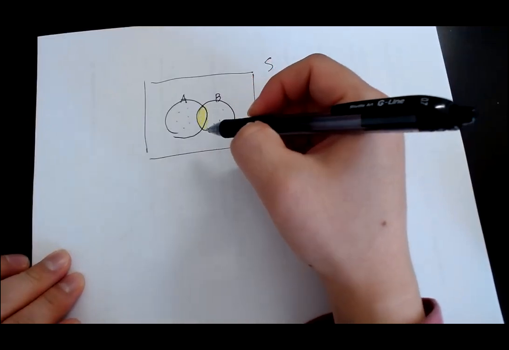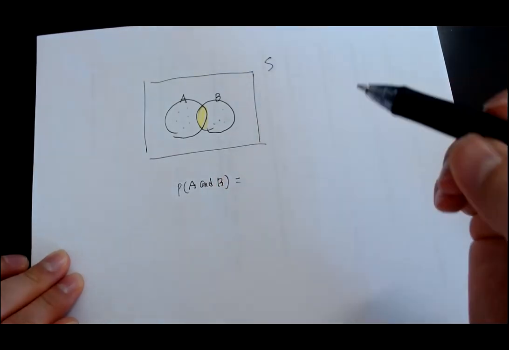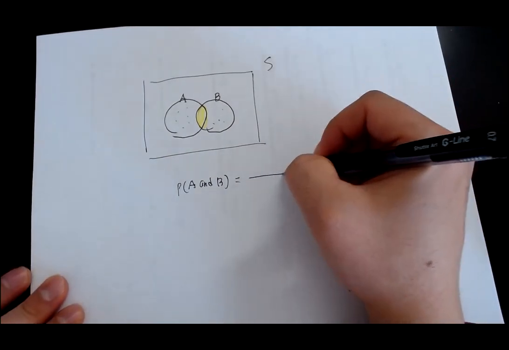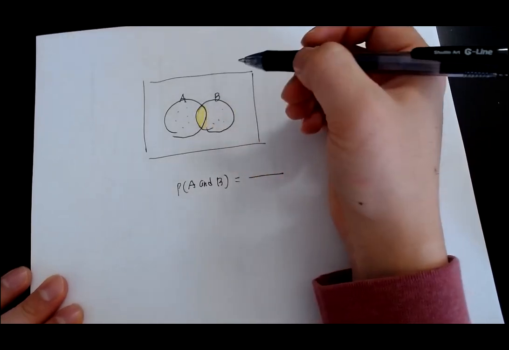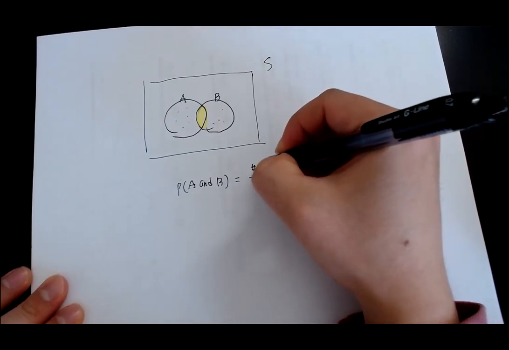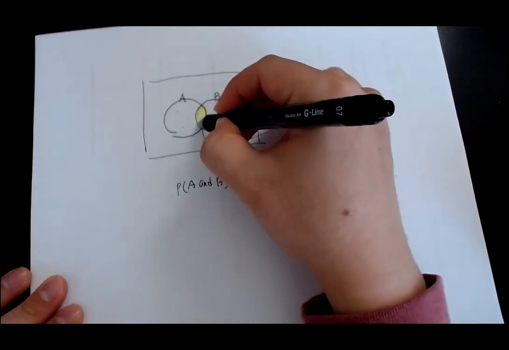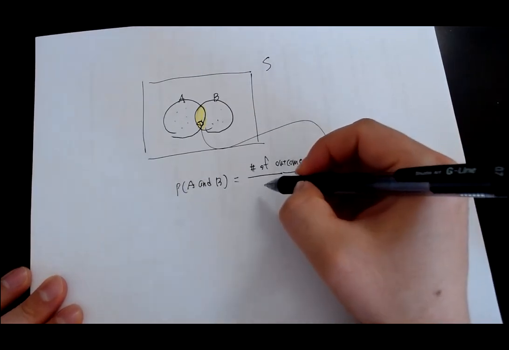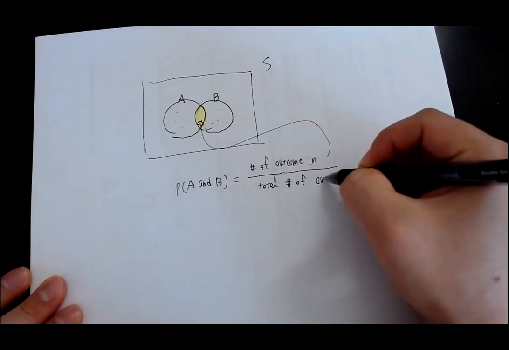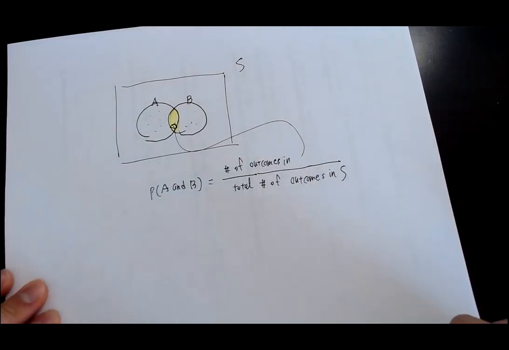So when you find the probability of A and B, we find all the outcomes in that region, divided by the total number of outcomes in the sample space S.